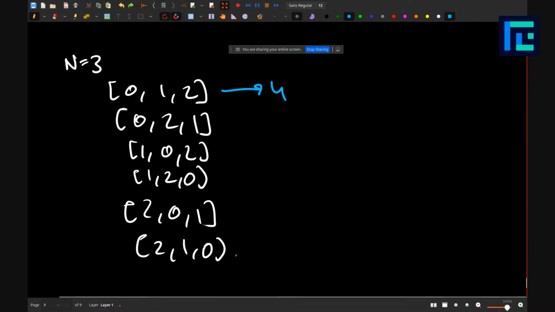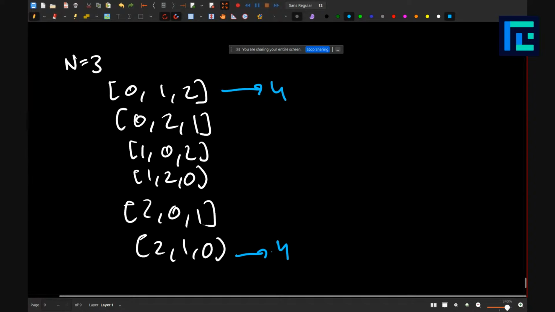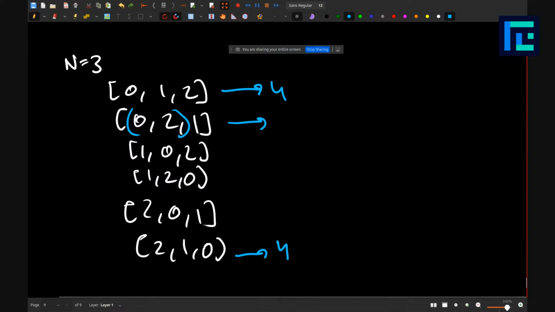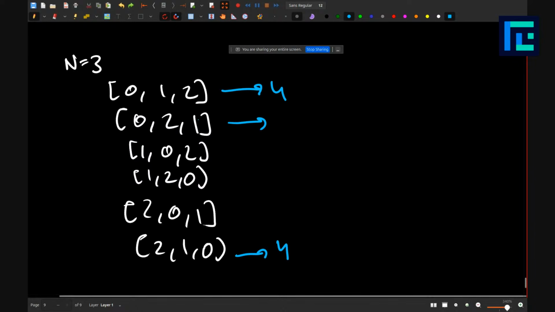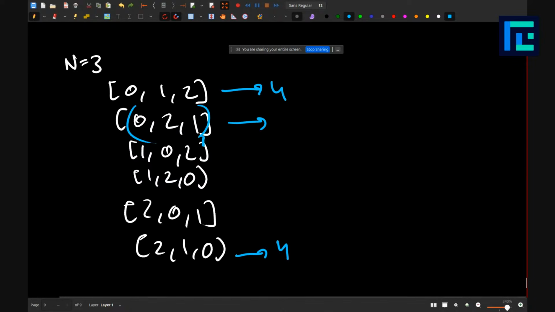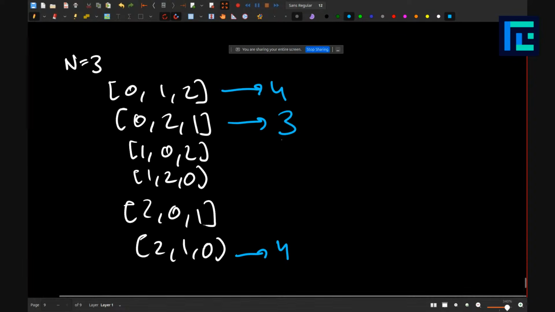Similarly, since this is just the reverse of that, we can say this is also 4. Now let's try to see this one. MEX of this is 1. Let's say MEX of this is 0. MEX of the whole thing is 3. MEX of these two is 1. MEX of these two is 3. So basically 3 are possible here. Similarly, you get different counts.